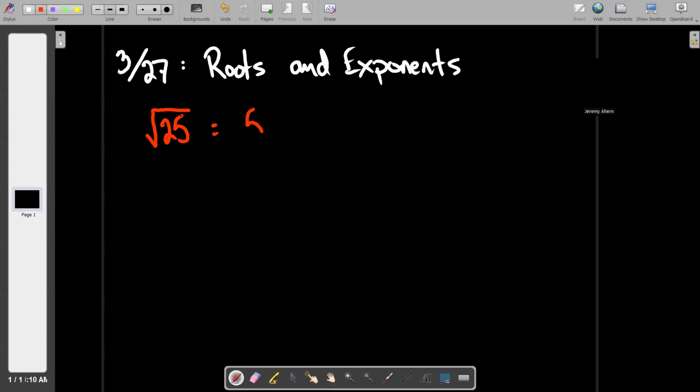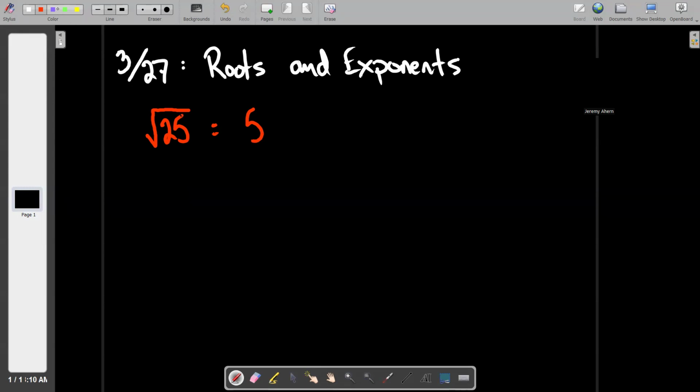It is 5. So remember, the definition of a square root is what number would you have to multiply by itself to make the number on the inside of the radical. That symbol itself is called a radical. All right. So like the square root of 25 is 5. That's one you guys all probably already knew.